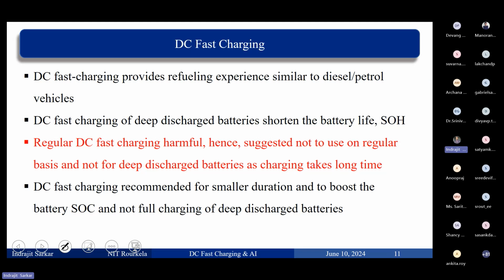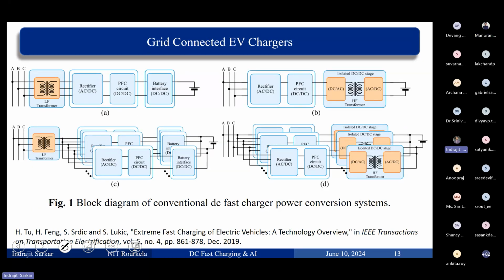But yes, definitely on an emergency basis, on a top-up basis, and not on a regular basis. Okay, now since, as I was talking about, DC fast charging amount of energy is huge that you have to supply. So the infrastructure that we have to build, or the converters that we have to build, is large, and there are different configurations. I have given some examples taken from this paper.